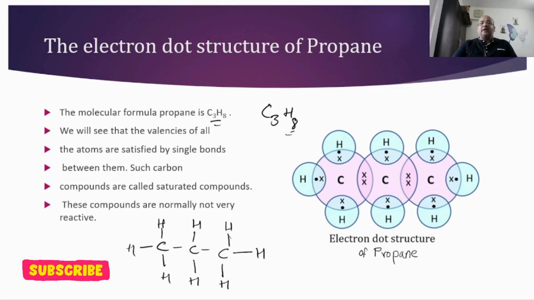So students, I am sure you have understood how to write down the electron dot structure of ethane and propane, right?